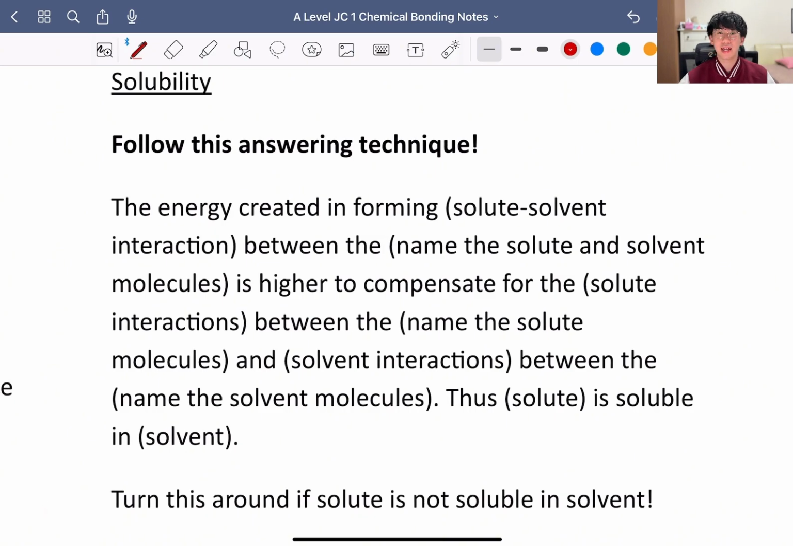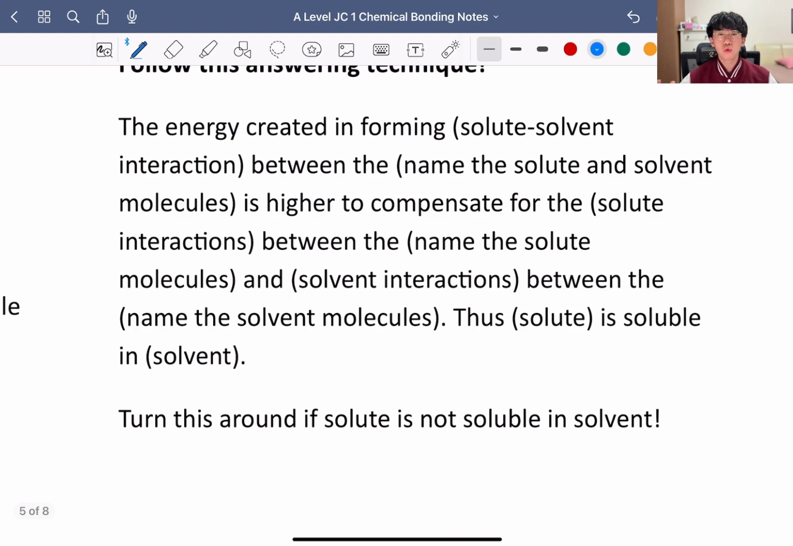So now on to a very important item in chemical bonding, and a new item actually, which is solubility. For solubility, you have to follow this answering technique. And this technique pretty much explains by itself that you understand the concept. The concept here is that in solubility, you want to create energy that is formed from the solute to solvent interaction. If you don't know what a solute and a solvent are, the solute is basically what I'm trying to dissolve, and the solvent is what medium I'm trying to dissolve in.